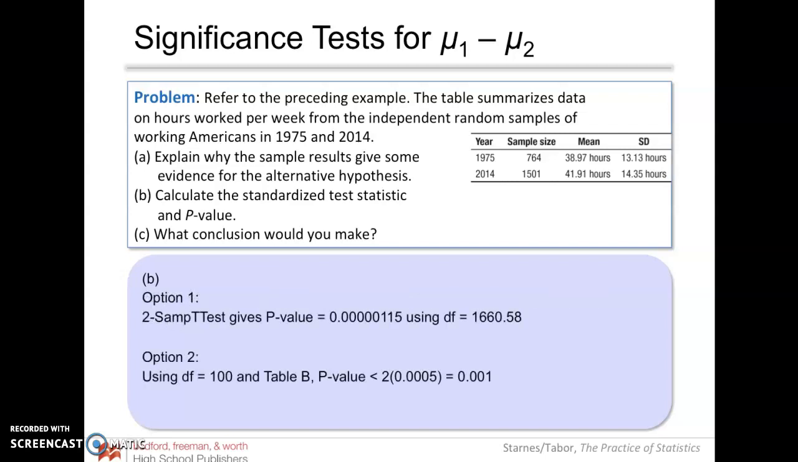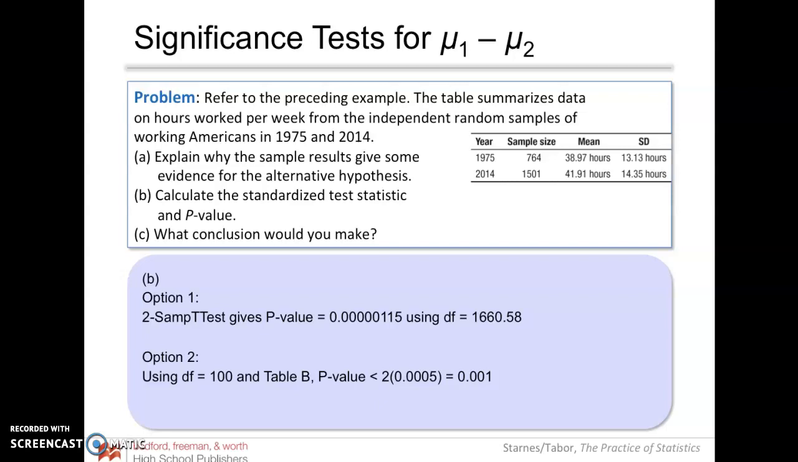Now, we have two different ways of doing this. If we use the degrees of freedom equals 100, which is the bottom of table B, we find that the p-value is less than 2 times 0.0005, and we're doing the 2 times because it's a two-sided test, because we had a not equal to in our alternative hypothesis, and we get a very small p-value, 0.001. Now, if we did it inside the calculator, we would have a different degrees of freedom than what we used, which was 100, and we'd have a much, much, much smaller p-value.